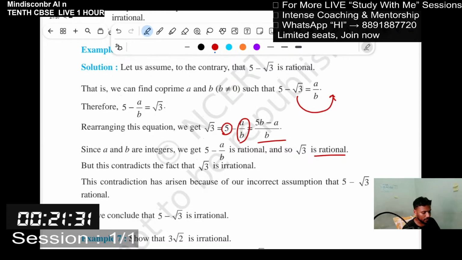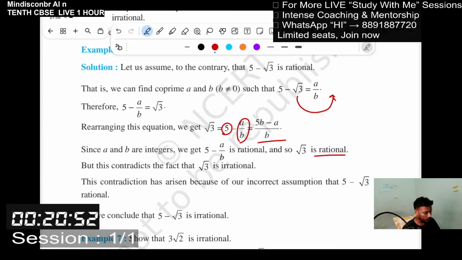Since a and b are integers, we get 5b minus a by b is rational, and so root 3 is rational. But we already proved that root 3 is irrational. In the question, if it is of 3 marks, then we only need to prove that 5 minus root 3 is irrational, or it may be said in the question that prove that 5 minus root 3 is irrational, provided root 3 is irrational. Sometimes, if it is a 5 mark question, it will not be given that root 3 is irrational. So we have to first prove that root 3 is irrational, then come to this question, and prove that 5 minus root 3 is also irrational.